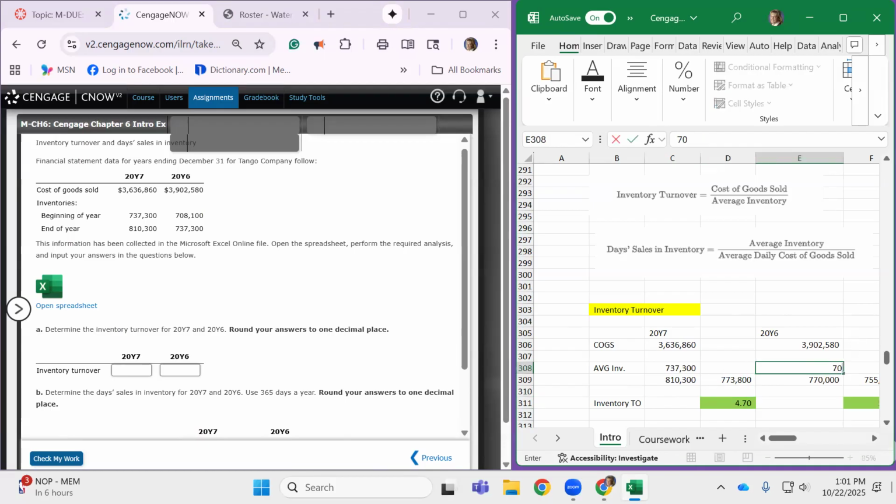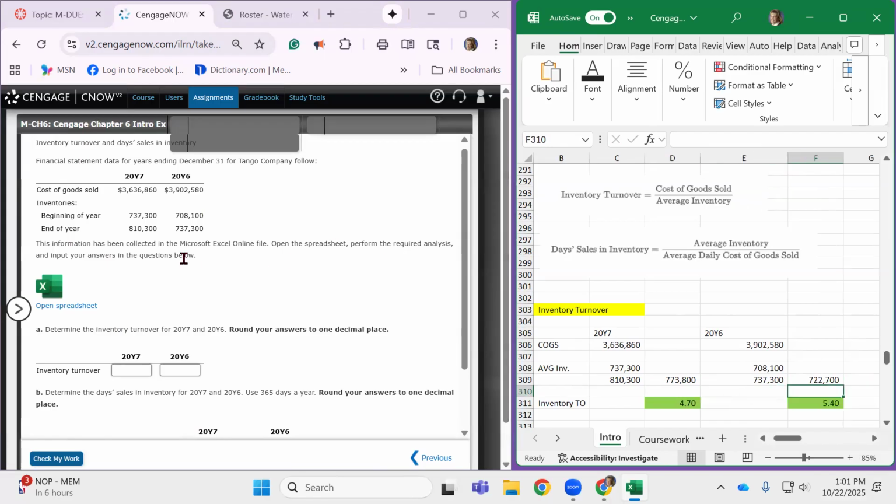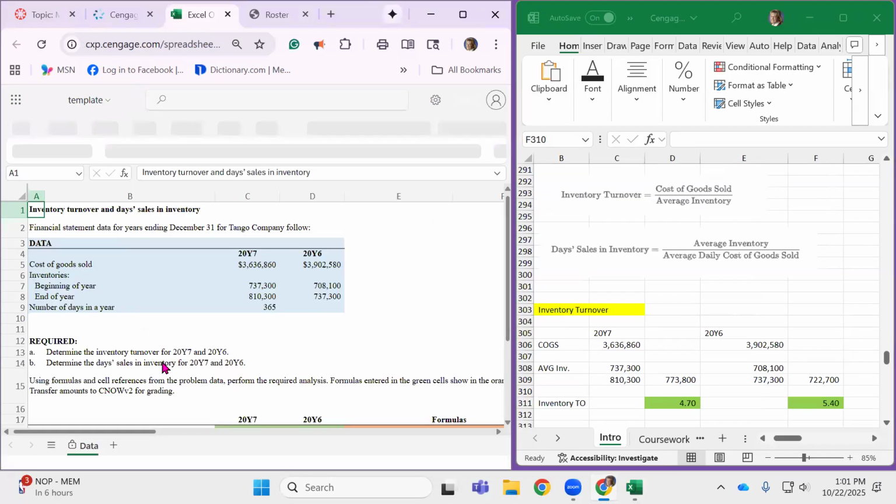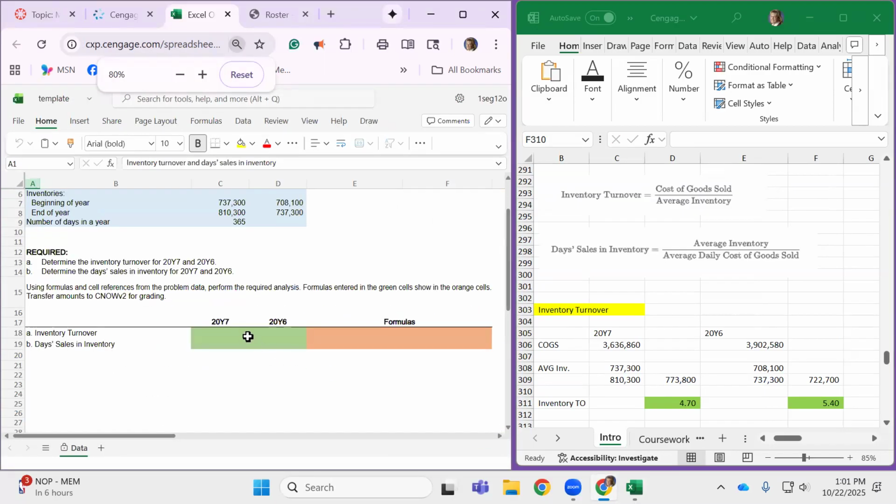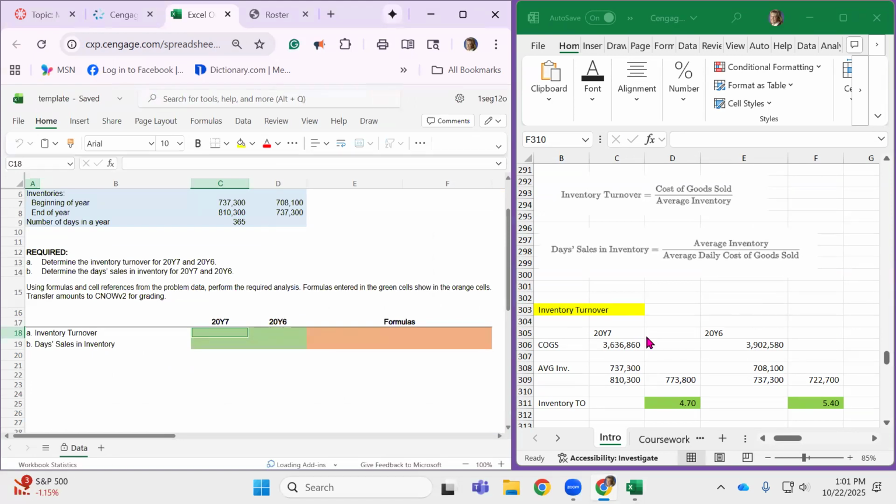Let me go ahead and get these now, and I need to put this in my Excel spreadsheet. Okay, so I've got them in my Excel spreadsheet. Now I'm going to put it in for the problem. So open the spreadsheet. So the turnover is cost of goods sold divided by your average inventory. We're going to come up with inventory turnover and number of days' sales.